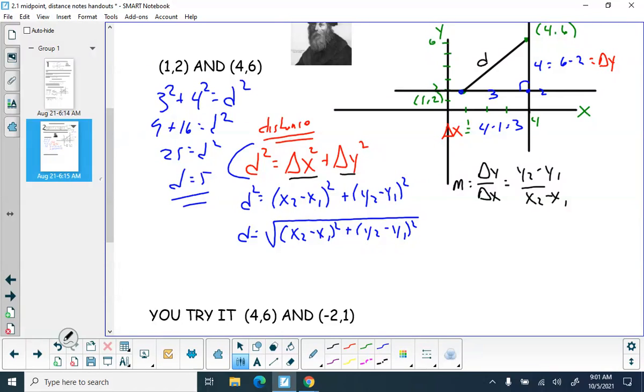So the hope is that if you remember these ideas here, you can just translate it into my distance squared is equal to my delta x squared plus my delta y squared. That's my two legs of a triangle.